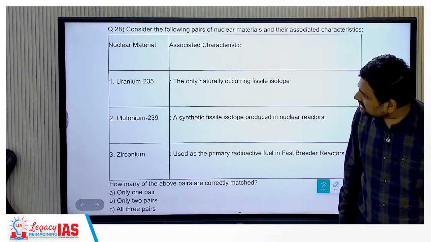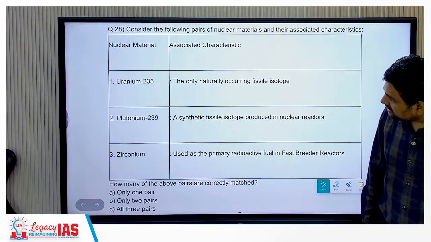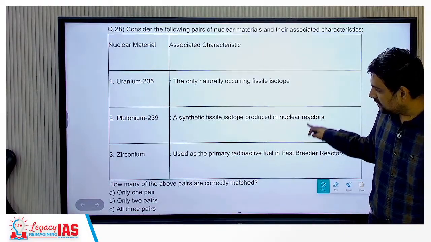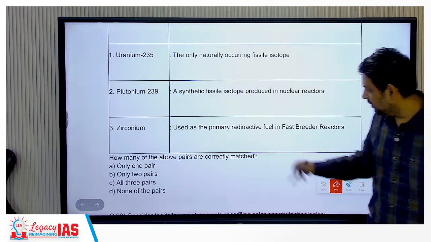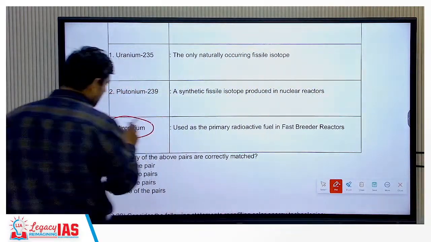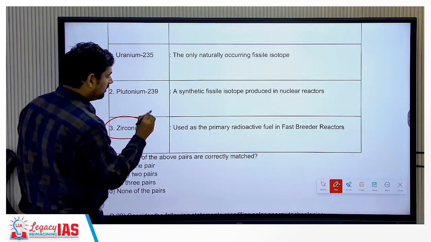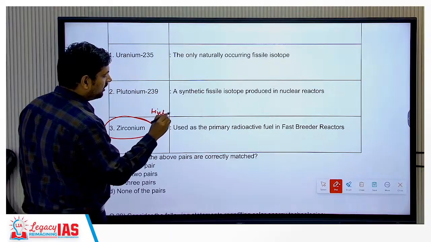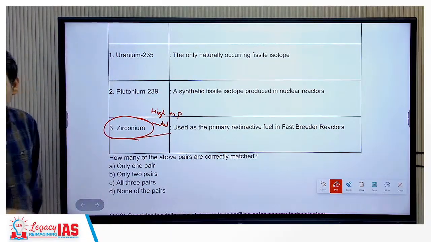Then, this is uranium 235, the only naturally occurring fissile isotope. Yes. Plutonium, synthetic fissile material. Yes. Then, zirconium used as primary radioactive. Zirconium is what? Zirconium is a metal with a very high melting point. Very high melting point. This is a metal. Where was this used? Zirconium.